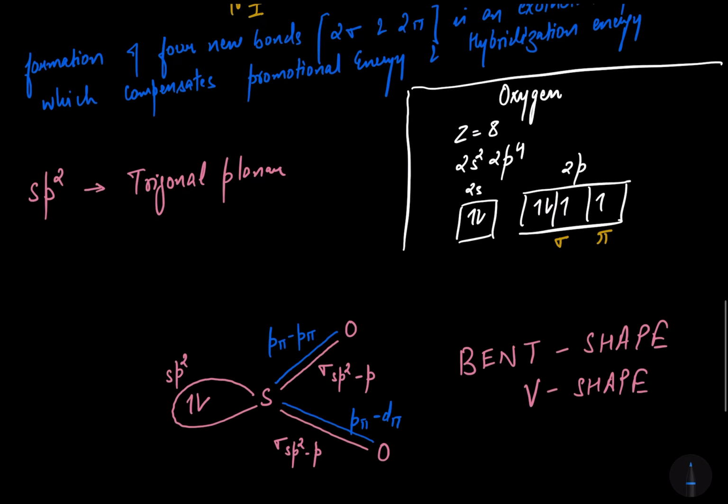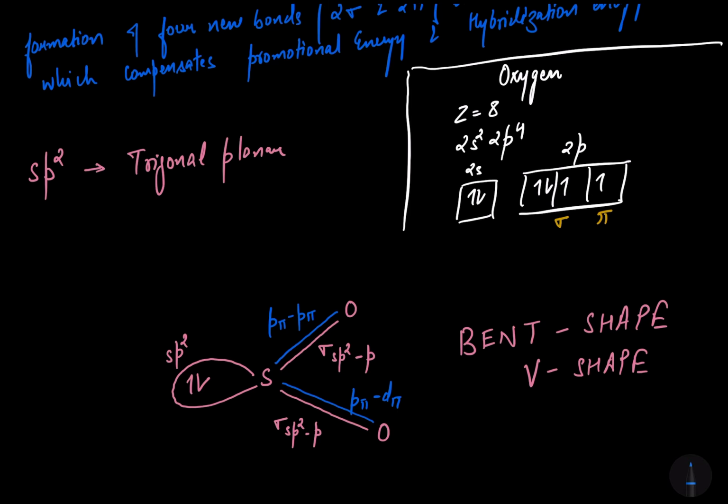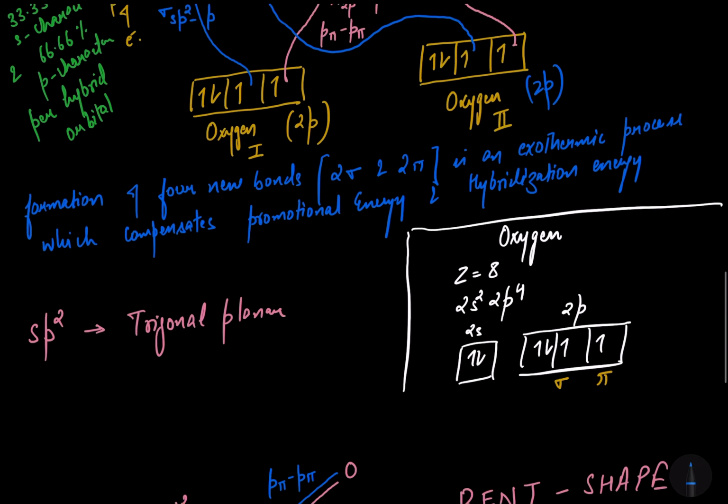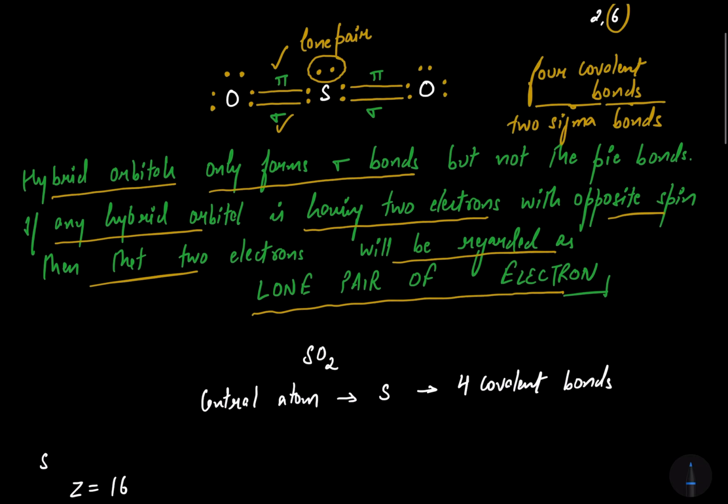So that's all for today's lecture. I hope you all understood the sp2 hybridization with one lone pair and 2 pi bonds in the main structure. So that's all for today. I hope you all understood today's lecture.